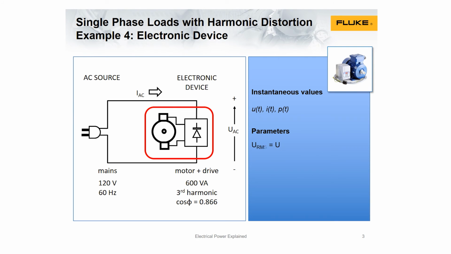Parameters. The voltage parameter is URMS again, or simply U. The current IRMS, or I, is now made up of a fundamental component I1 and the third harmonic I3. The phase angle phi1 is here between fundamental current I1 and the voltage U. There is only a fundamental voltage, so we just say voltage.